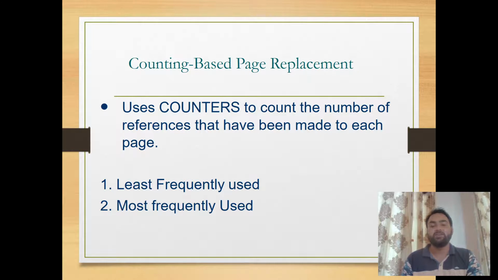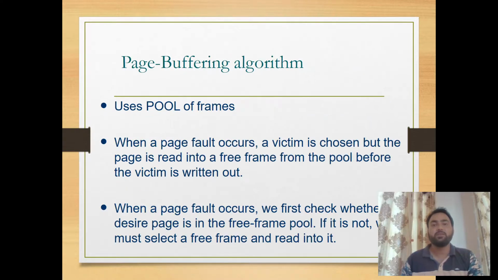frequently used page. And the pages that are most frequently used are put into the physical memory for a longer period of time so that a lesser number of page faults occur, because it is the most frequently used page, and least frequently used pages are put into the secondary storage when they are not required. So this is about the counting based page replacement algorithm.